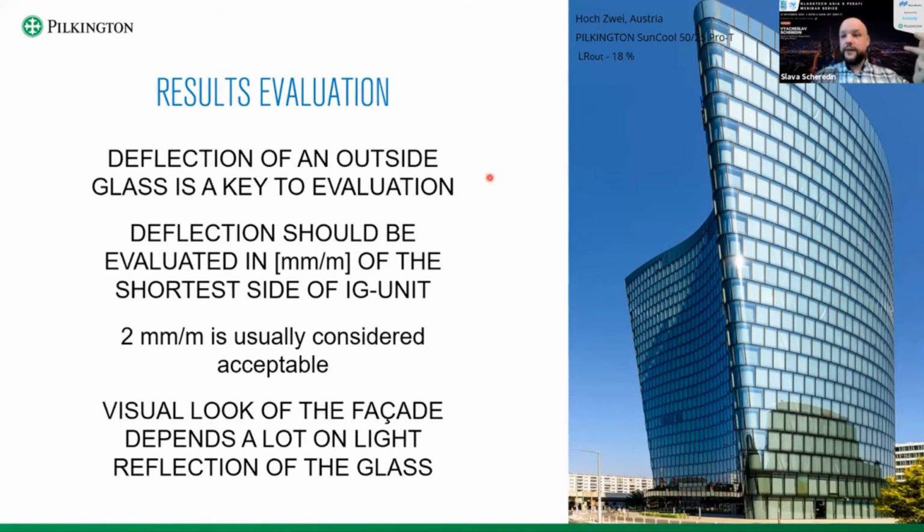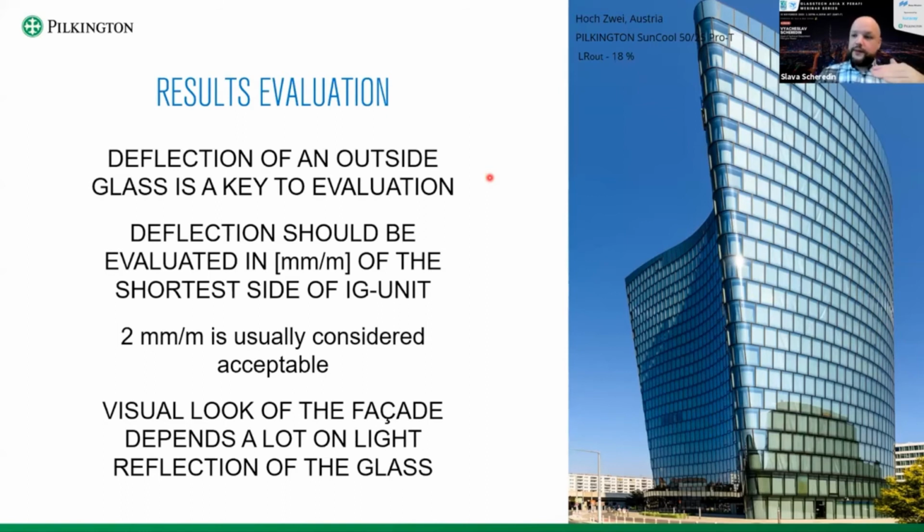The first one, the most important one, is the glass reflection. The more reflective the glass, the more visible this optical distortion, the glass bending, will be. So the more reflective the glass, the bigger the requirements for a proper IG unit design in advance.